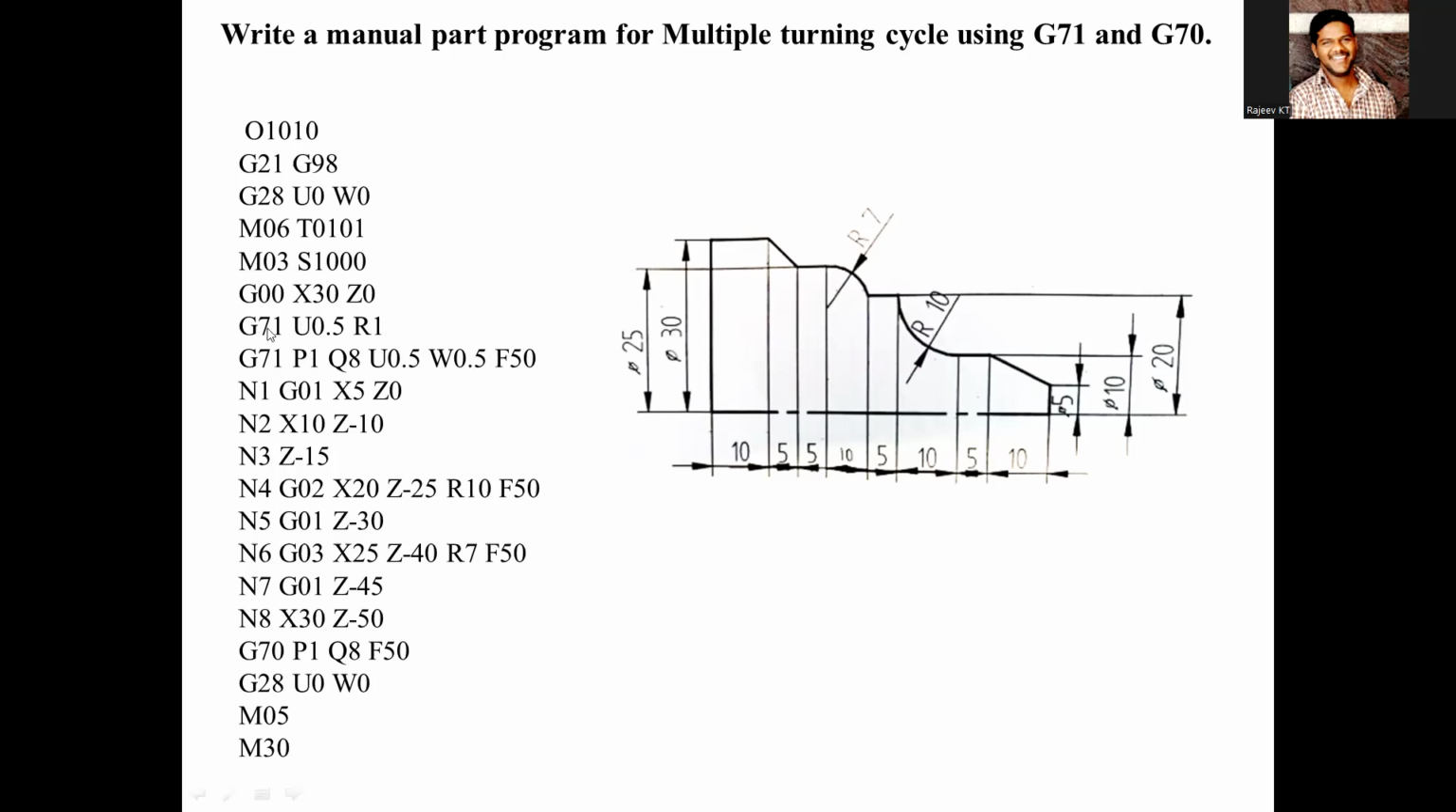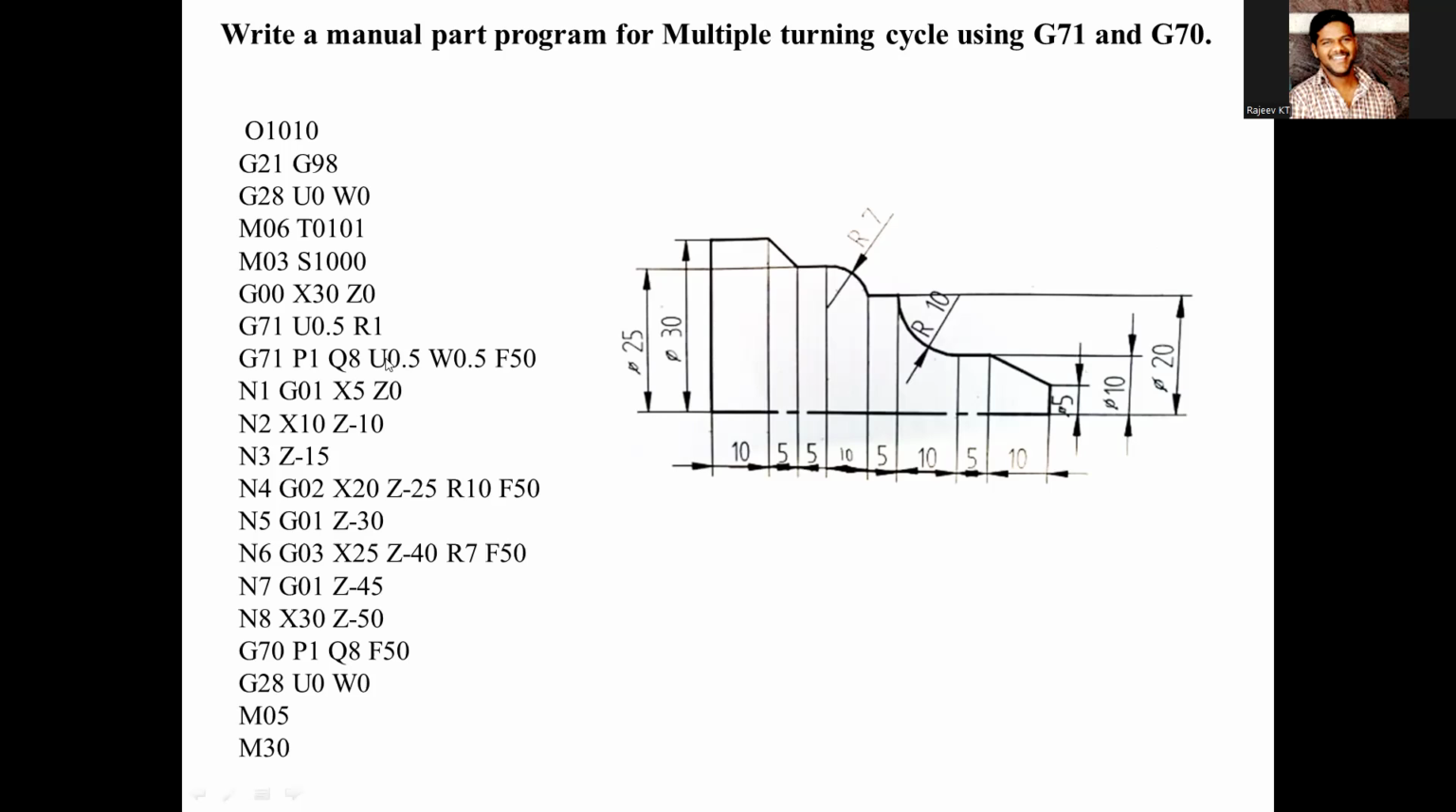So G71 U incremental value is the depth of cut, meaning every pass removes 0.5 of material. We can vary this: 0.5, 1, 1.5. We cannot go beyond 2 mm, because the maximum depth of cut we can give on any machine for rough turning is 1 or 1.5. Next, in the second line, G71 P and Q. P and Q are the sequence number references. P means the starting point of the program, Q means the end of the program. We have taken N1 to N8. If there were two more lines, N9 and N10, then it would be P1 and Q10.